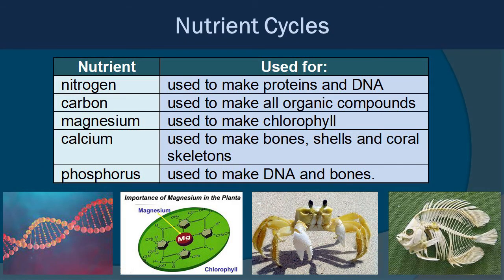So what are these nutrients we're talking about? Well, here's a table that tells you about quite a few of them. Nitrogen, for example, is used to make proteins and DNA, as you see pictured there on the bottom left. Carbon is used to make all organic compounds because we are carbon-based life forms, as we know. Magnesium is used to make chlorophyll. It's actually a key component of that. You can see that in that second to the left image, and that's really important to keep in mind. Calcium is used to make bones, shell, and coral skeletons, so that's extremely important in the marine environment especially. And phosphorus is also another component that's in DNA and bones. So all of these are incredibly important, and they're not the only ones. There are more.